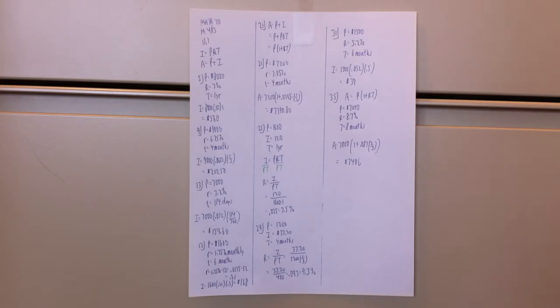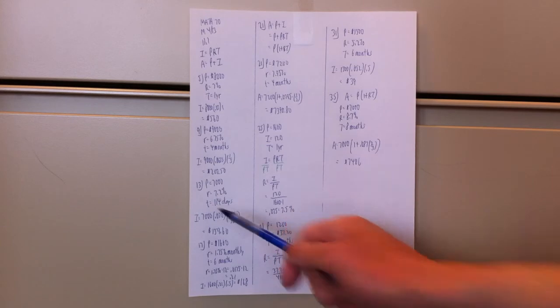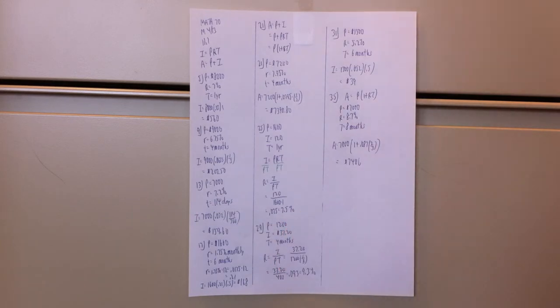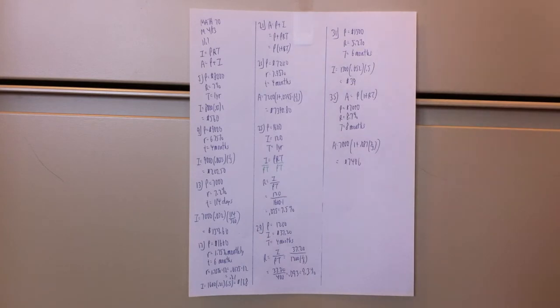Problem 13, P is 7,000, R is 7.2%, T is 114 days. So for the calculations that they ask us to do in the text, they want us to use a 360-day year. We know, of course, that there's 365 days on most years, but the year 2020, even we had 366 days because it was a leap year. But in the text, they told us to use 360, so we'll just go ahead and use 360.